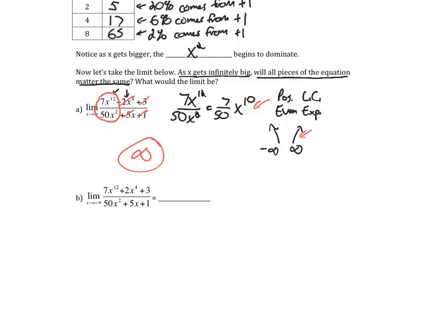Okay, it's repeatable. So let's go to the next one. The limit as x approaches negative infinity of the same function. Well, we know the end behavior of the function. We understand the rationale behind that. We know that the end behavior is this.